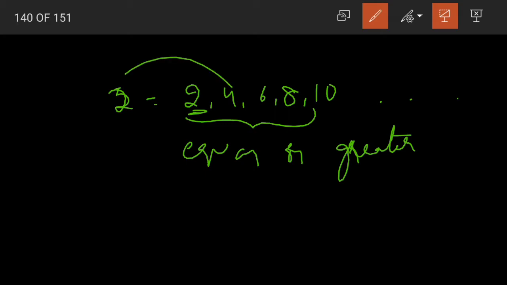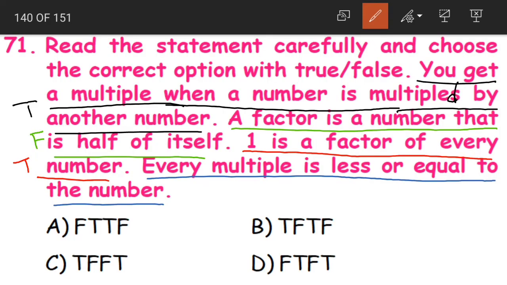Yes, see, 4, 6, 8, 10, all these are greater than 2 and the first multiple 2 is equal to our given number. So every multiple is either greater than or equal to the given number. It is not less than or equal to. So statement 4 is false. What is the correct code here? True, false, true, false. TF, TF.